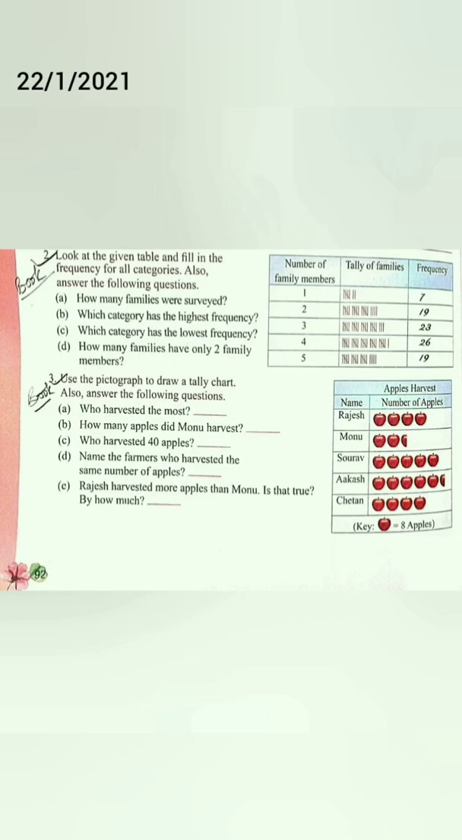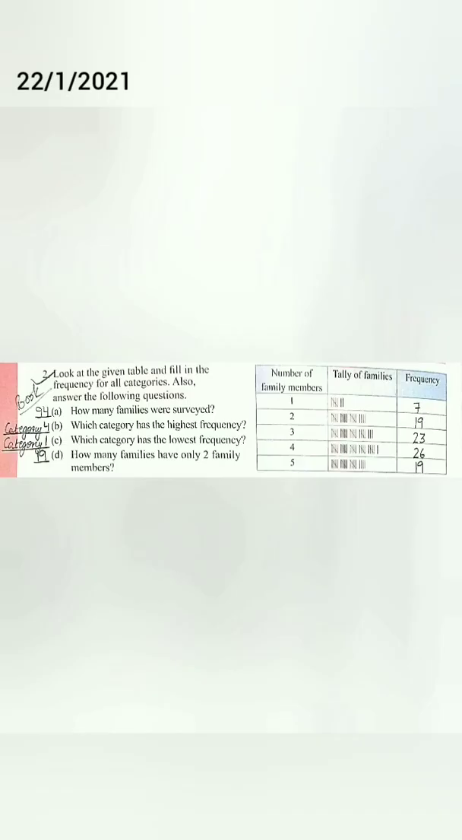So the answer is category 1. Now the part D is how many families have only 2 family members. We can see that the frequency for the number of family members 2 is 19. So the answer is 19. Now you can check your answer from here.